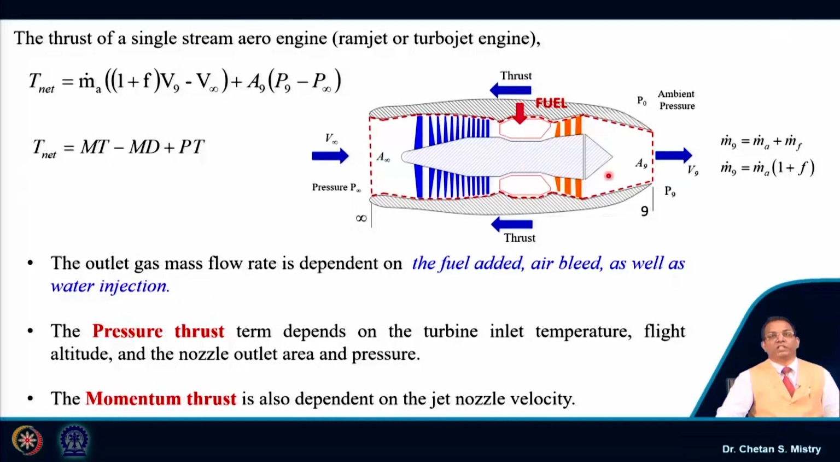So, here this is my outlet gas mass flow rate. We know that it depends on the amount of fuel we will be adding in our combustion chamber. There is one more formulation, called air bleeding. We will be discussing this in detail for the special cases. This air bleed is nothing but taking out the air from the compressor at some location for different purposes.